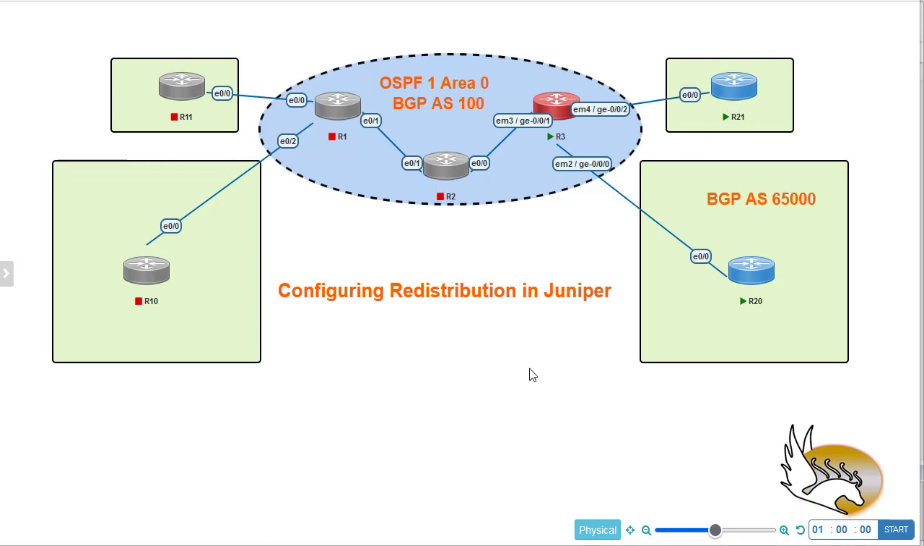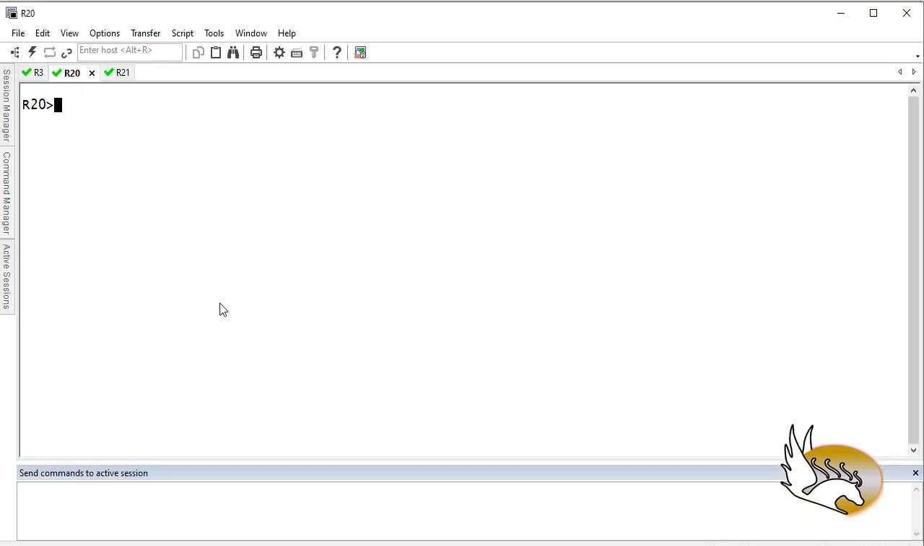I'm going to show you the configuration in a second, but my point here is to redistribute the routes between OSPF and then inject them into R20, BGP rather, and also from BGP into OSPF. And also I have a loopback interface here on R3, which I'm going to be able to reach from R20. So let's open the terminal here on R20, which is down there.